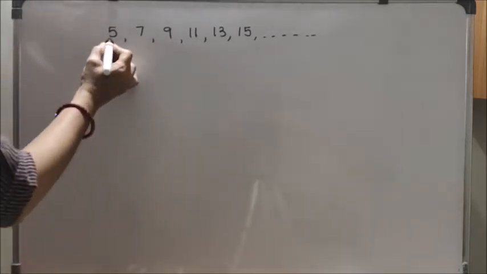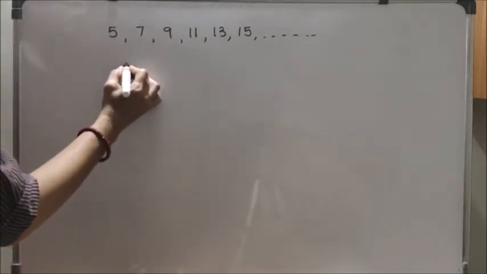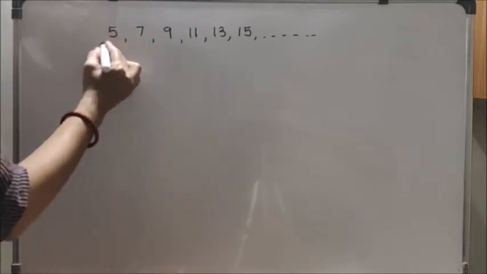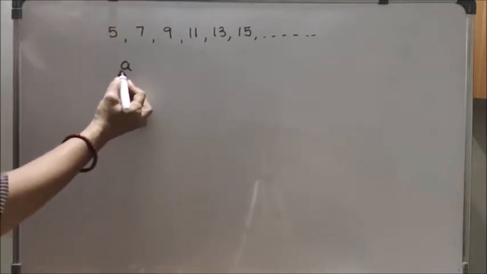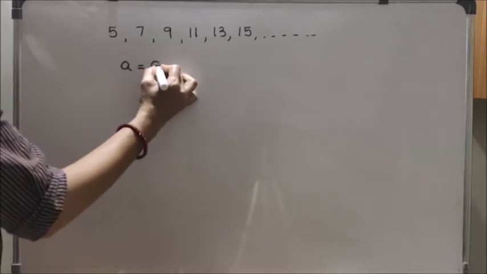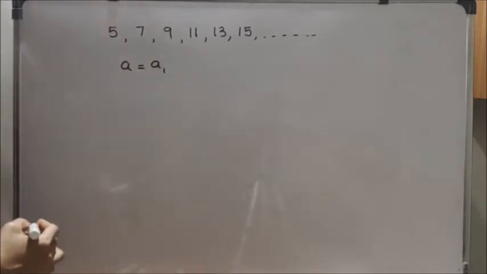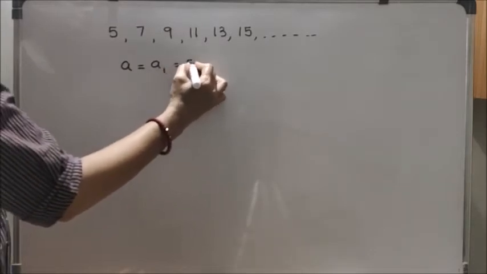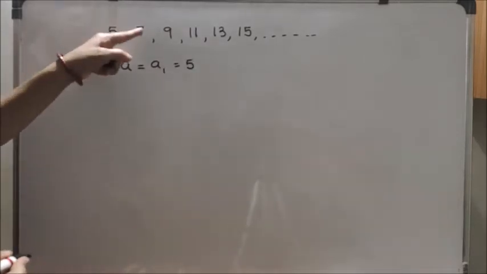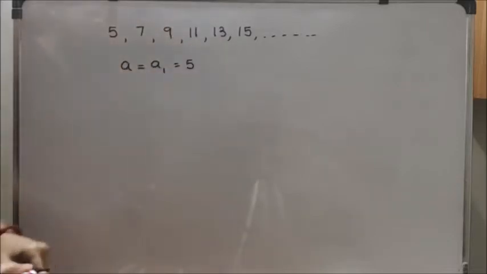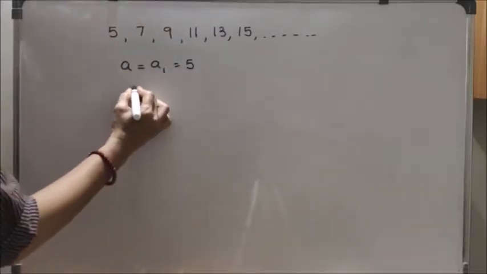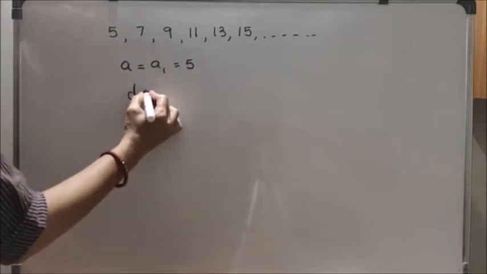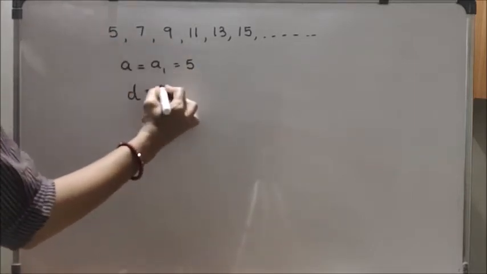Now 5 is the first term here. The first term of any arithmetic progression is denoted by A, or you can just say A1. And in this particular example, A or A1 is 5. Then the number which you are adding in order to get the next numbers is called the common difference, and it is denoted by D. And in this case, D is 2.